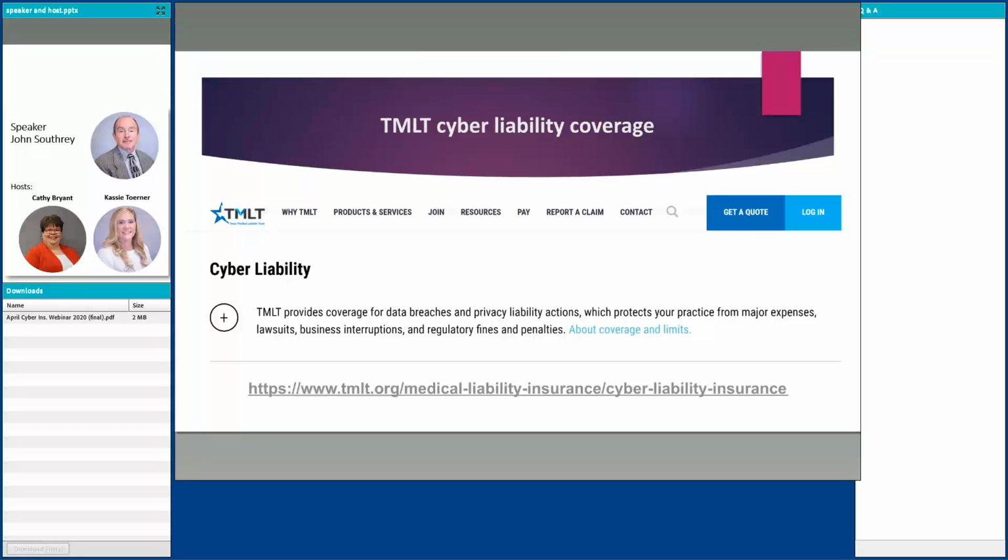Now, we provide $100,000 for cyber liability coverage to all of our policyholders under TMLT and our subsidiaries or affiliates. But that is not sufficient in many cases involving large data breaches where you have a lot of records. And that's where the buy-up policy is very important to have the excess coverage. When you have a loss that's several hundred thousands of dollars, it's very difficult for a practice to fund that if they don't have the cyber insurance in place for that exposure.